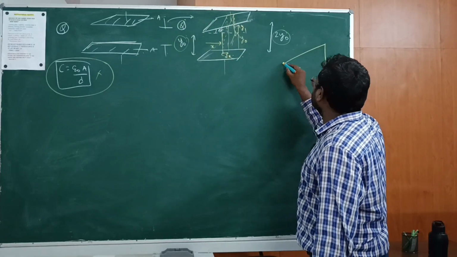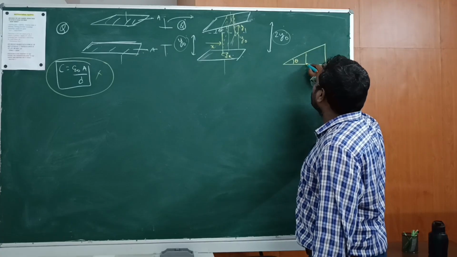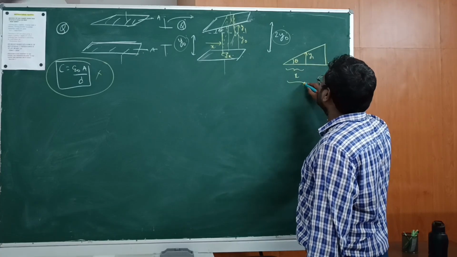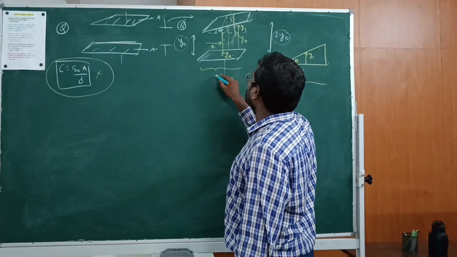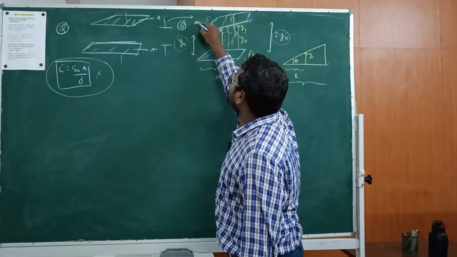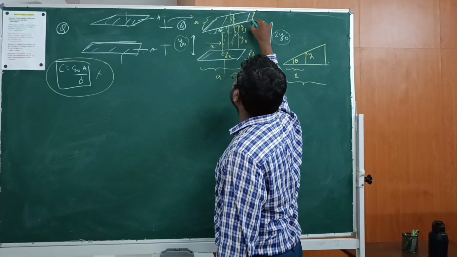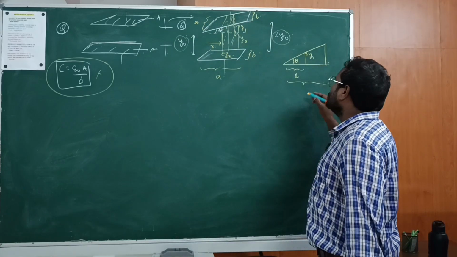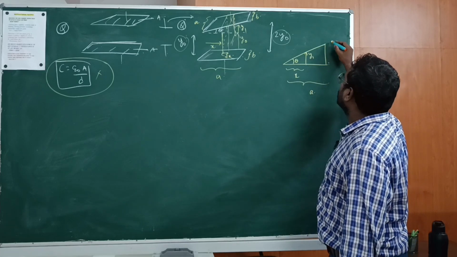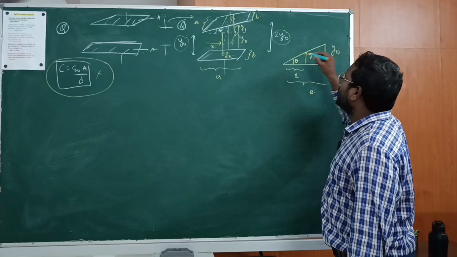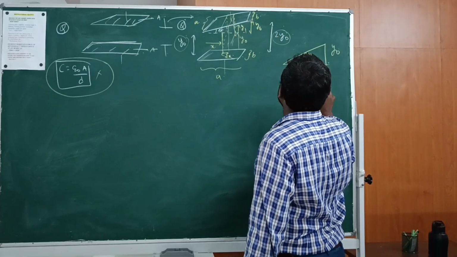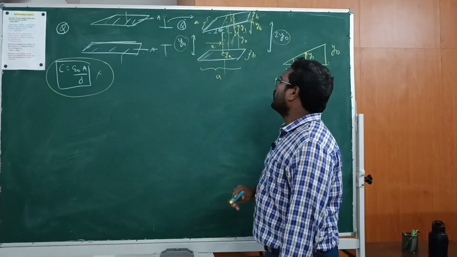This angle is theta, this distance is y1, and this is x here. The total length is given as a, and the width of the plate is b. The same thing here: this is a, and the width of the plate is going to be b. The distance is a and the total height is y naught, and at this point we have y1.